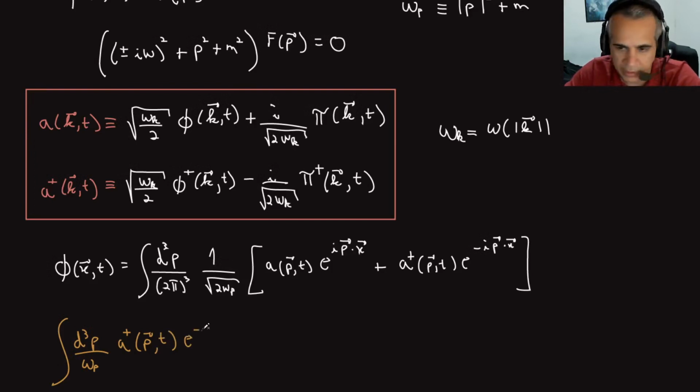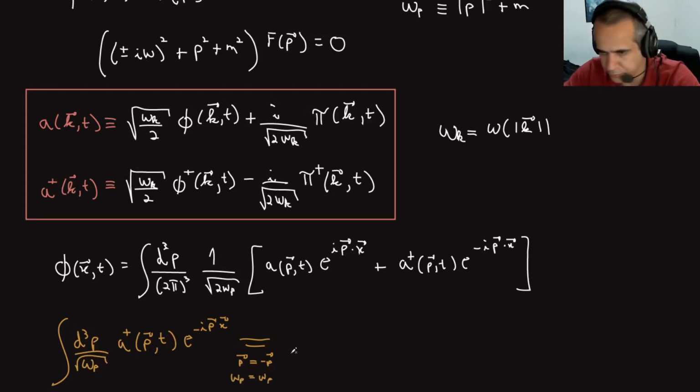Exponential of minus i p x, right, and do the following changes. So I just take p to minus p, right, and omega p that shows up here, I put square root of omega p, right? Omega p that shows here stays the same because of this, right? So this guy does not depend on the direction of p.